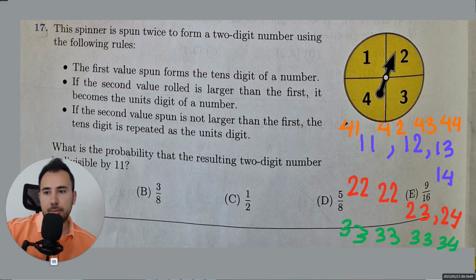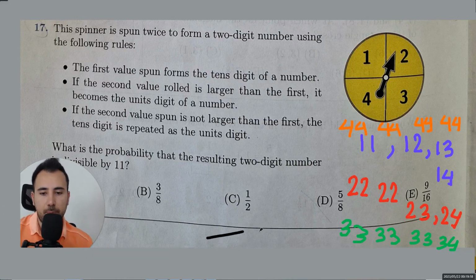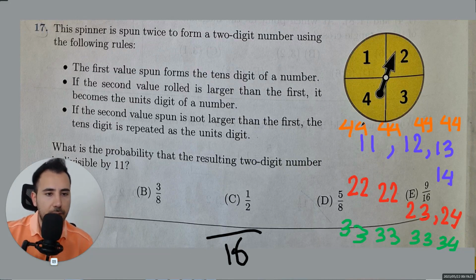So again, if the second value spawned is not larger than the first one, then this will be repeated. So this has to be cleaned, this one clean, and this one clean. So all of them will be 44, 44, and 44. Now we're going to have 16 numbers. And how many of them are divisible by 11? The numbers that are repeating are divisible.